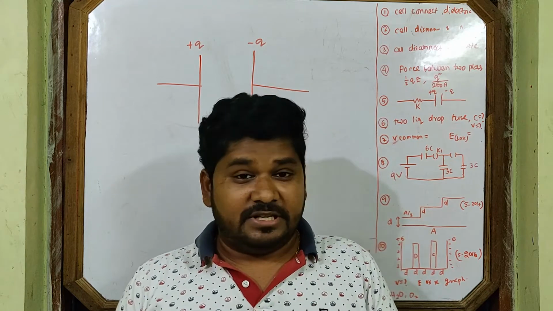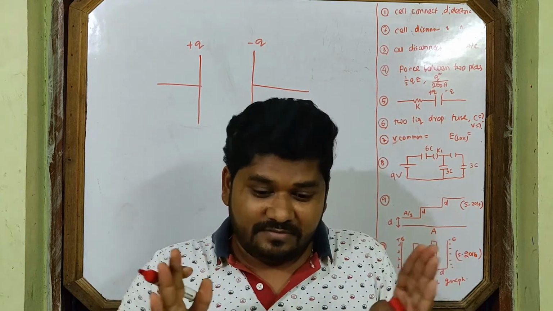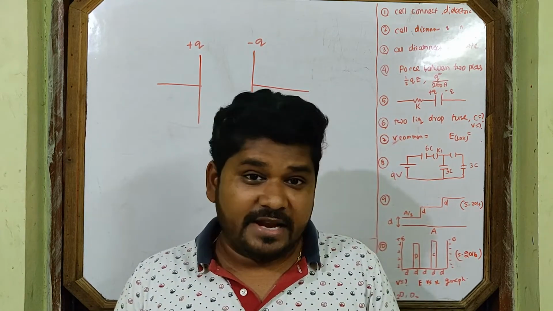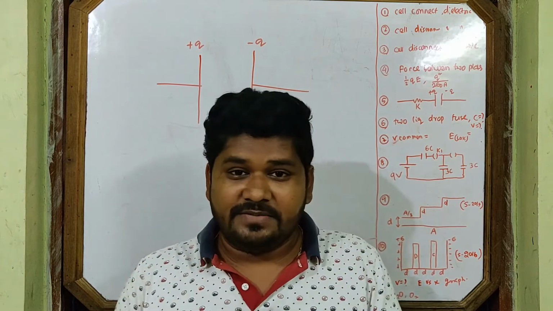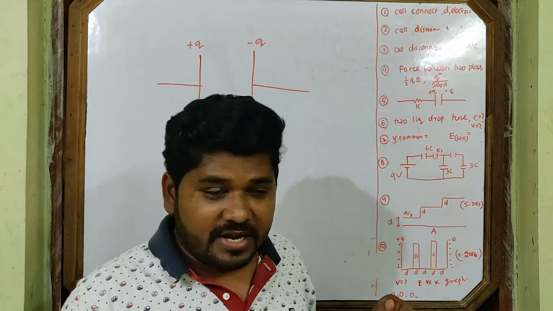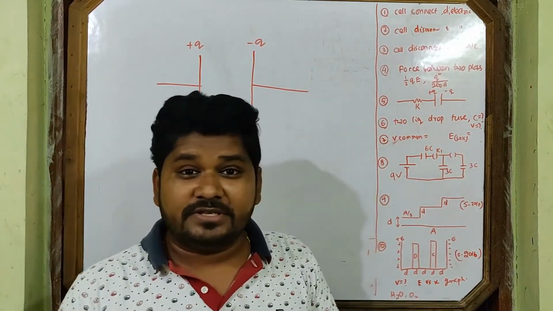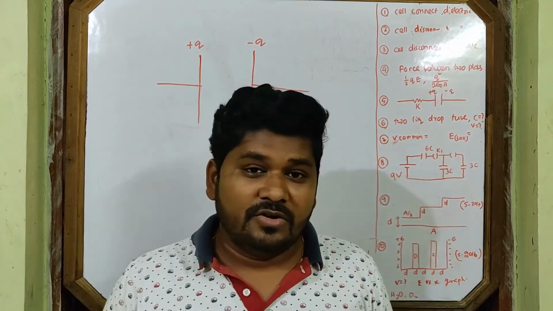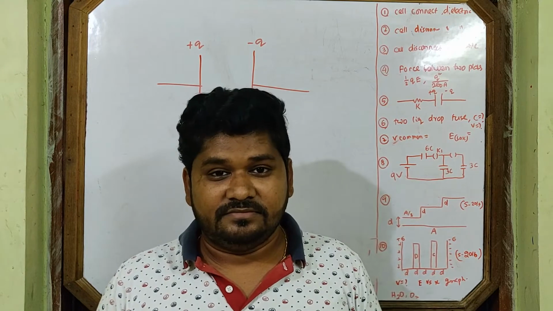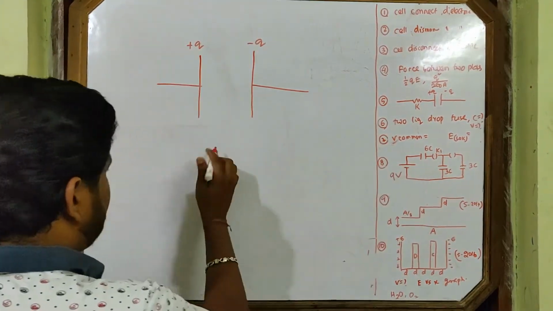But that attraction is not that much. They will not come and get in contact with each other, but some attraction is there between them, and they are separated by some insulating medium. Some insulating medium is kept, maybe also air. Now the question is, what force acts between two plates of the capacitor? What is the force between two plates of the capacitor?